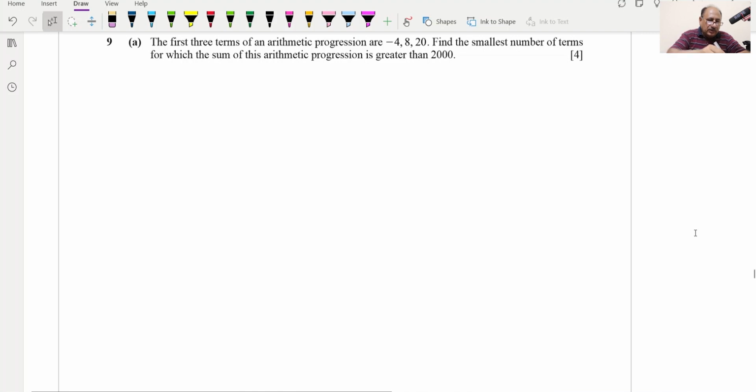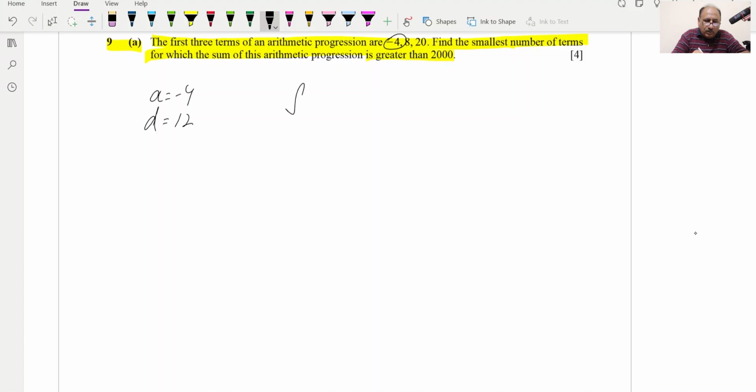Now question number 9. Question number 9 says the first three terms of an arithmetic progression are -4, 8 and 20. Find the smallest number of terms for which the sum of this arithmetic progression is greater than 2000. So a is equal to -4 and d is equal to, if we check, 20 minus 8 will be 12, 8 minus -4 will be 12, so the d value is 12.